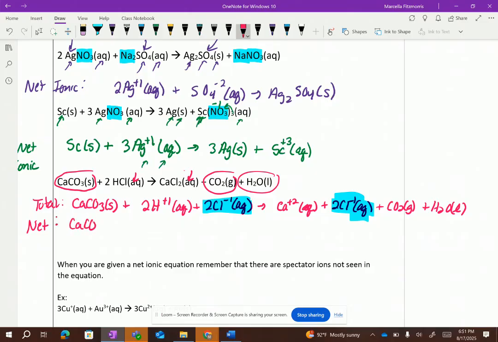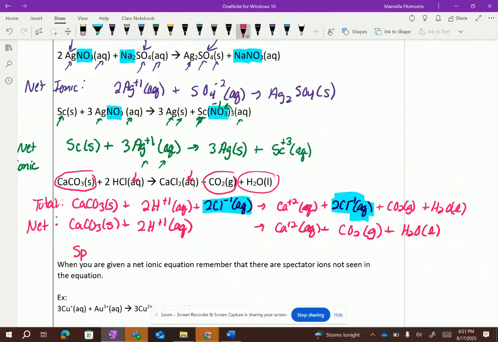So the CaCO3 solid plus the 2 H+1 aqueous, which yields Ca+2 aqueous, plus the CO2 gas, plus the H2O liquid. That's my net ionic equation. Everything but the spectator. And the spectator, the one who didn't really participate in the reaction but was just there, is my Cl-1.